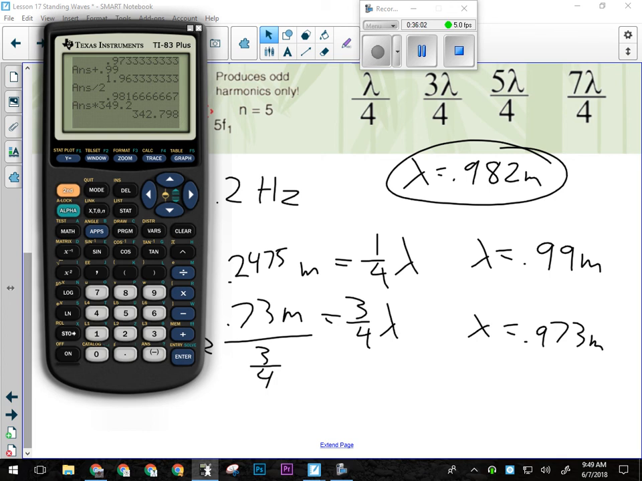Okay, it's about 20 degrees in here. Should be around 343 meters per second. That's pretty darn close. Okay, this is why you take physics.